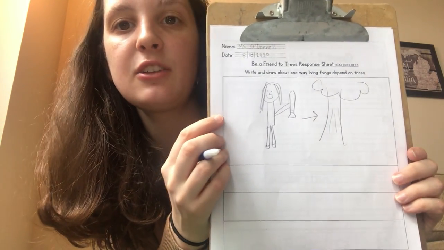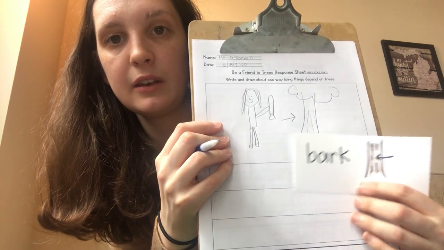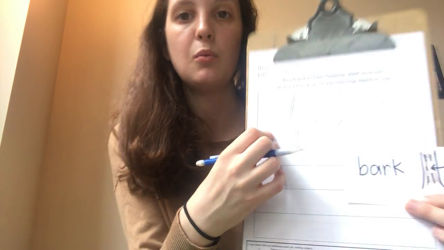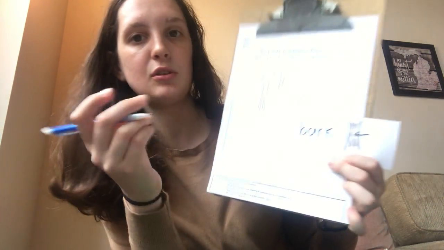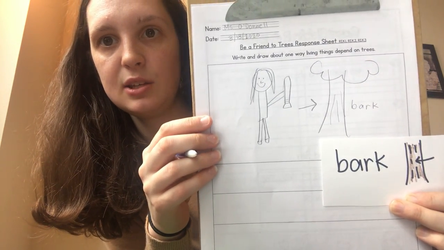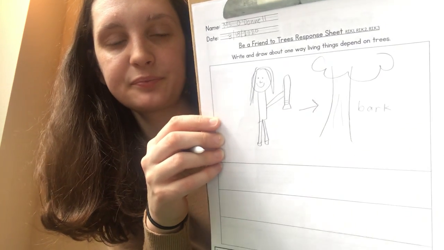If you're feeling extra ambitious today, I'm going to send families a copy of our word wall with some words from the story. So you might want to use one of those words. I think I could use the word bark in my writing today because the wood comes from the bark of the tree. So you can add that label to your writing just like you saw the labels in the story.